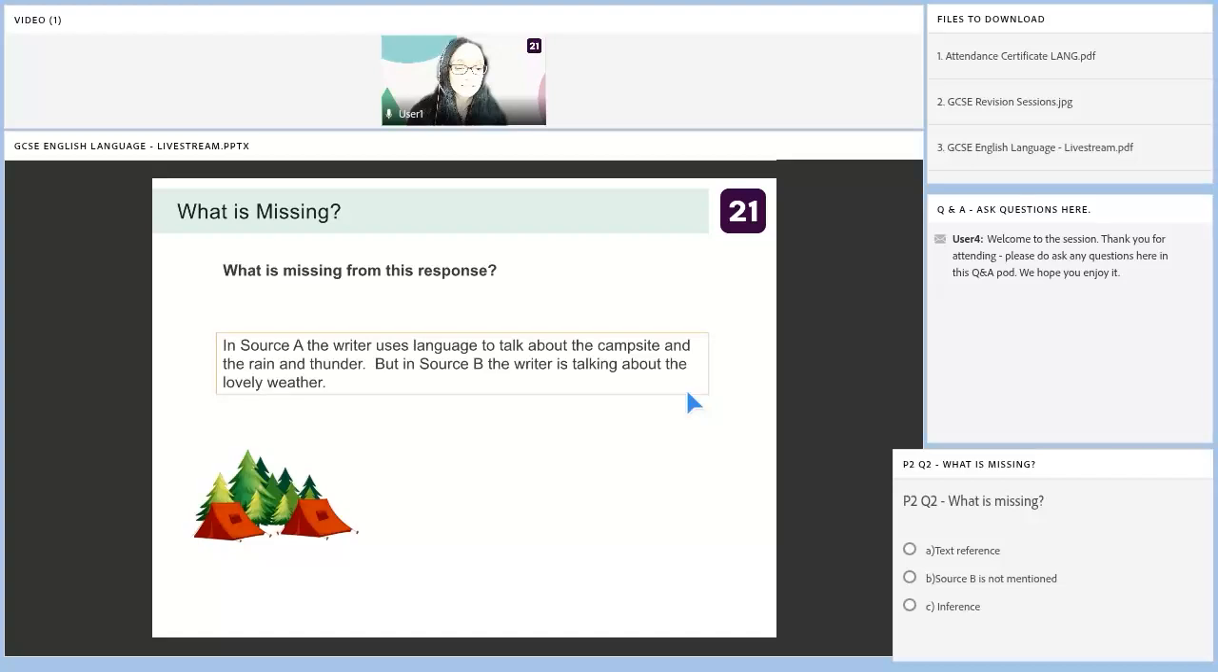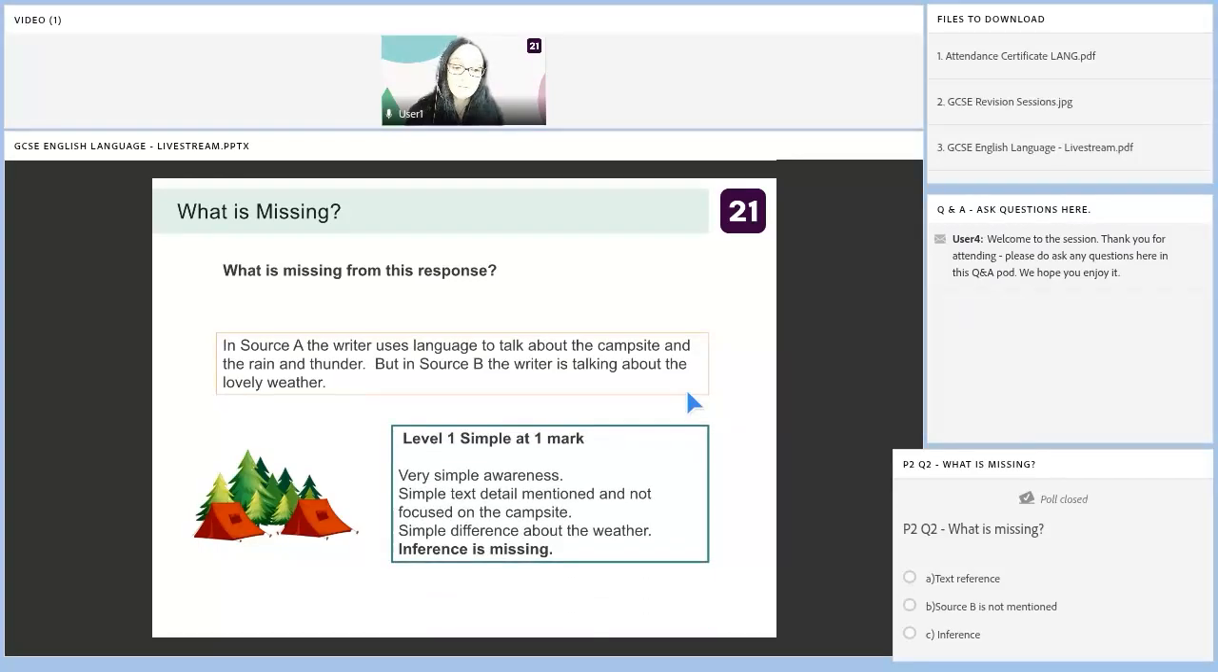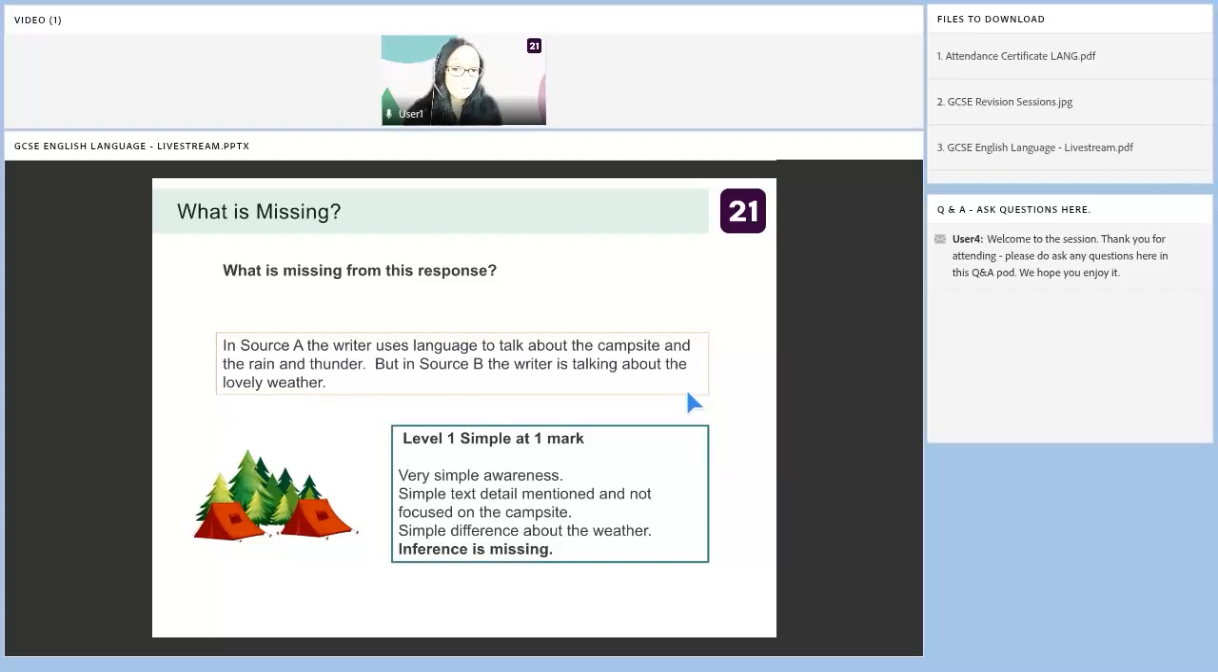Excellent, well done. Lots of you polled correctly on that one. Thank you, everybody. Well done. I'm going to pause the poll now. Thank you, everybody who has polled. And if you chose option C, you got it right. Well done. So what was missing was the inference.